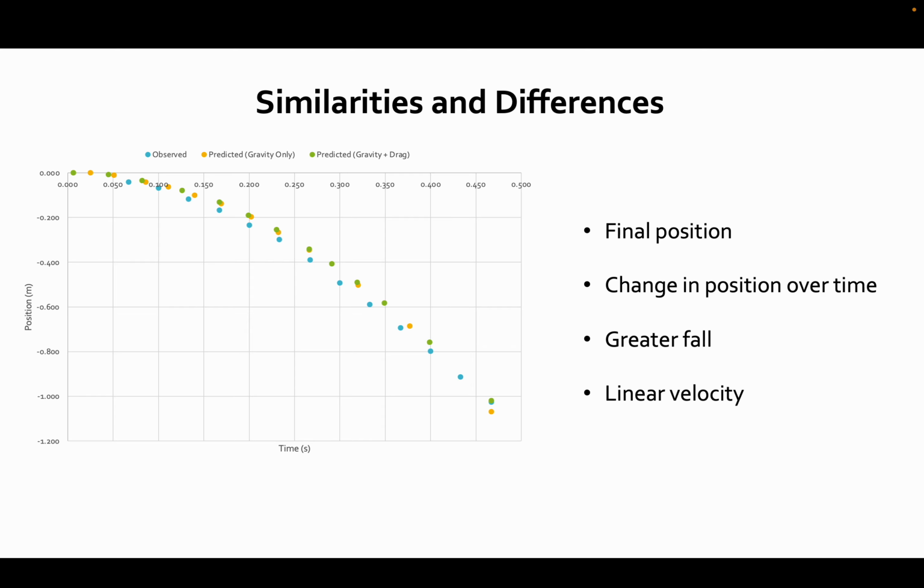This was expected because without the influence of drag counteracting the force of gravity, the object can fall further. Also, my two computational models had linear velocity, while my data did not. This is also to be expected because the velocity is changing at a constant rate in the computational models and also in real life. But it is very difficult to plot that in Tracker due to discrepancies in data.